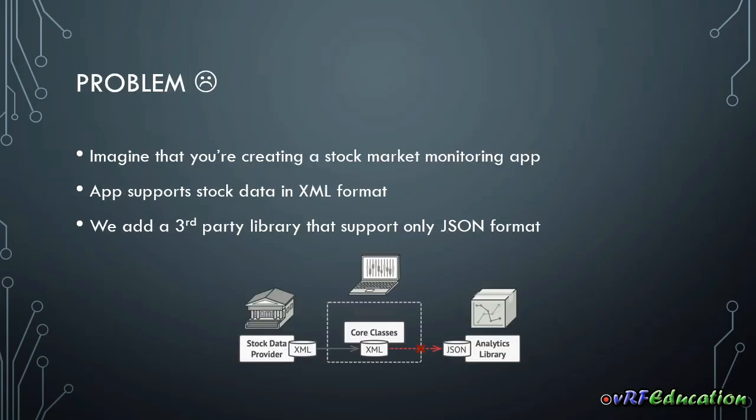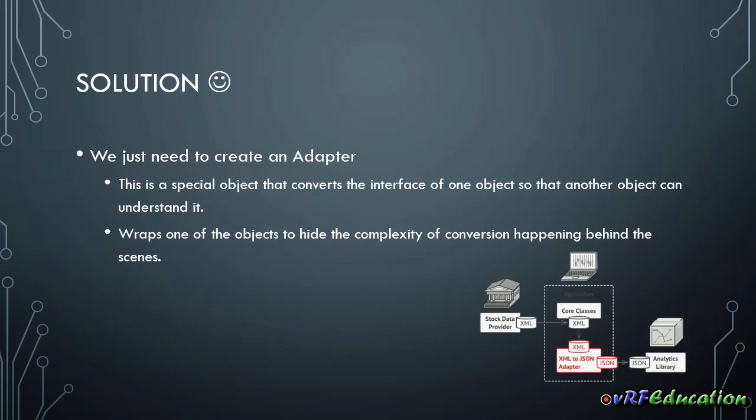Imagine that you are creating a stock market monitoring application. The application downloads the stock data from multiple sources in XML format and then displays nice looking charts and diagrams for the user. At some point, you decide to improve the app by integrating a smart third-party analytics library. But there's a catch. The analytics library only works with data in JSON format. So how can we handle this situation?